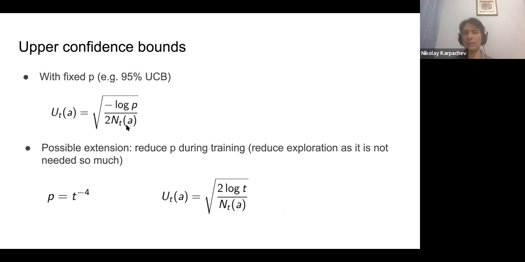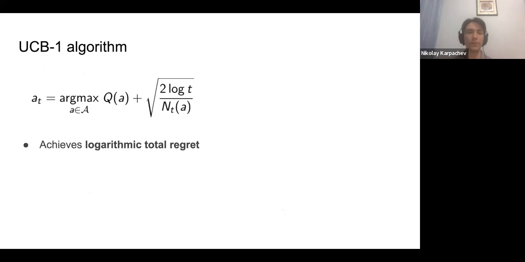Small correction: Nt is the sample size not for all actions, but for this particular action A. And here we have finally the algorithm called UCB1, where we select the action as argmax of Q of A plus the upper confidence bound, square root of 2 log t divided by the number of times that we have taken the action A. So it's basically argmax of the upper confidence bound for these actions' Q value.